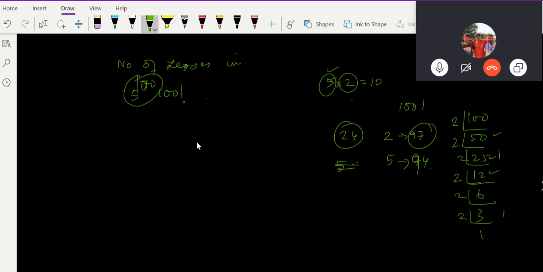Are you getting the logic? What was the last point? Say if I give you 5 to the power 100 into 100 factorial, that means you will have 97 2's and 124 5's. So the 97 is lesser, and then the zeros would be dictated by 2, not by 5.